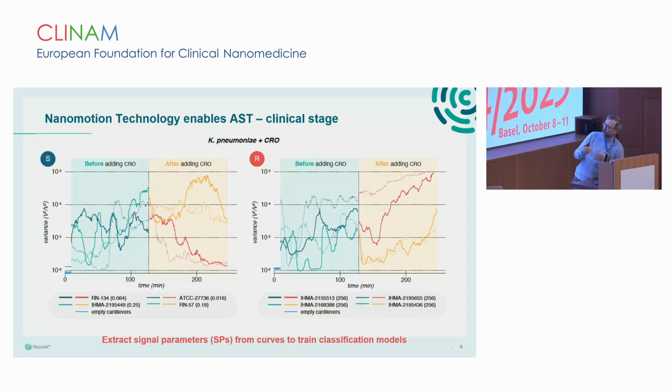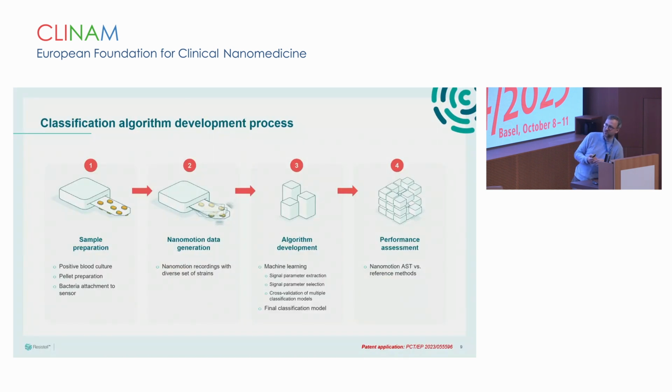So it's very important to not just look at these recordings and say, okay, that's susceptible, that's resistant. We actually need this process of extracting signal parameters or features from these curves, and actually also from the raw data. This is already a transformed signal. This trains classification algorithms. We know the reference phenotypes, and then we use this as an input to train models. And we are talking here about several hundred different isolates, several hundred different recordings.